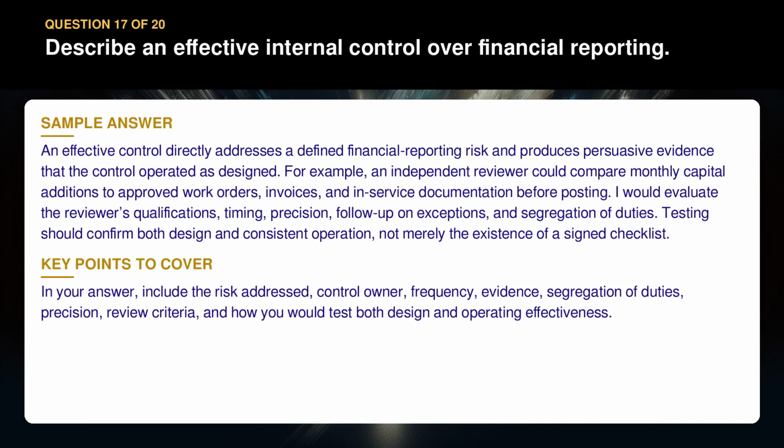Testing should confirm both design and consistent operation, not merely the existence of a signed checklist. In your answer, include the risk addressed, control owner, frequency, evidence, segregation of duties, precision, review criteria, and how you would test both design and operating effectiveness.